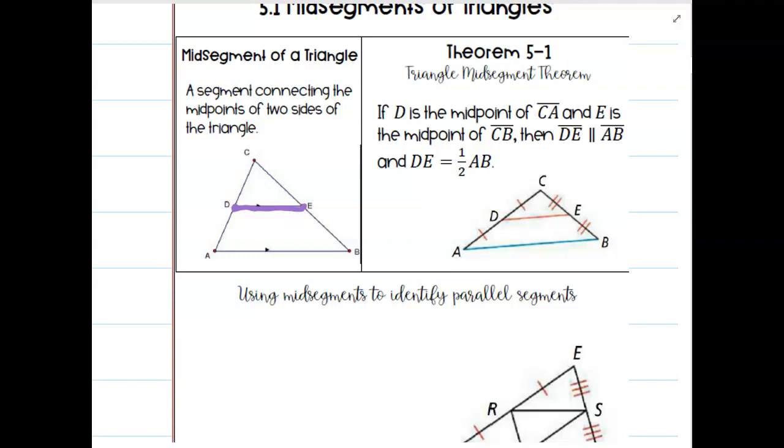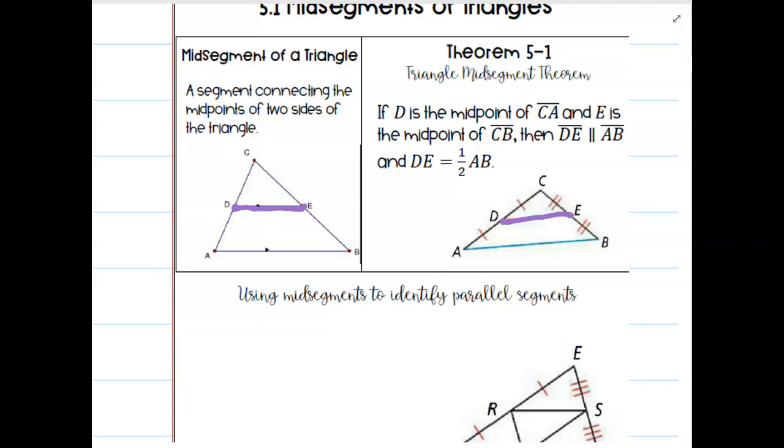When you have a mid-segment, it does two things. First of all, in this picture, D is the midpoint of AC, and E is the midpoint of CB. So the mid-segment is DE. DE, the mid-segment, is always going to be parallel to that opposite side. So it's the midpoint between these two sides, and it's parallel to that other side. It'll happen every single time.